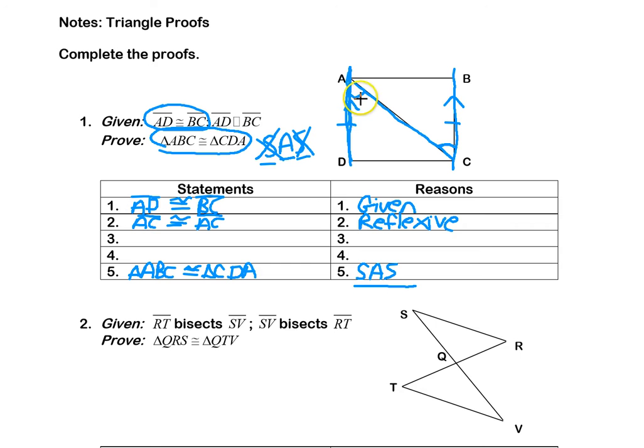Now we just need to mark those two angles congruent. You always want to use your given statements somewhere in your proof. We still have this other given statement, so let's write that one next. We know that AD is parallel to BC, and that is because it is given to us.